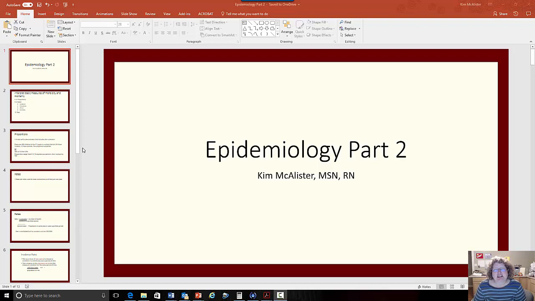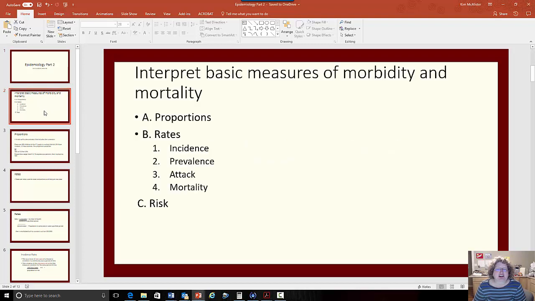So epidemiology, as we've already talked about in Part 1, is the cornerstone of public health. And today we're going to talk about the basic measures of morbidity, which is illness or disease, and mortality, which is death. There are a whole host of different measures that we use. We're going to talk about the most critical, the most important, to give you an idea of how this works.